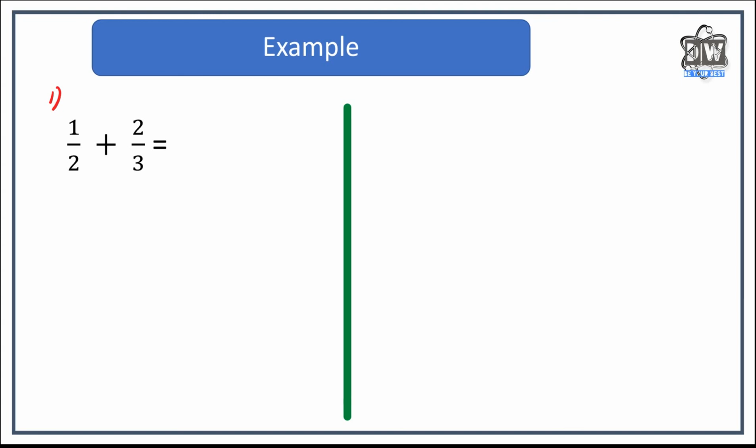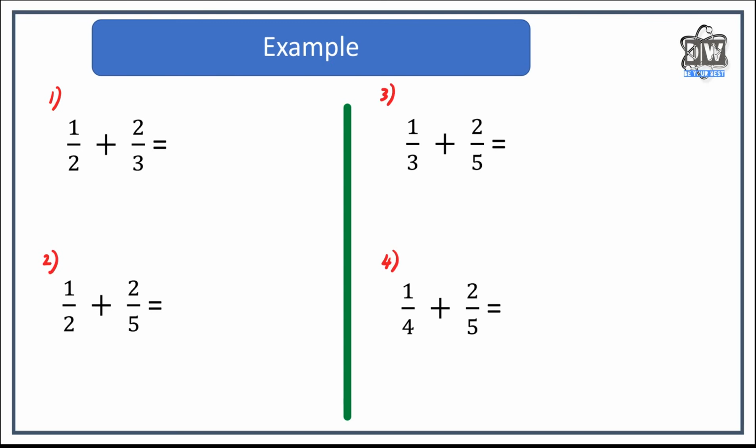We're going to use that information on this one. So let's do that now on the first one. We're going to times this side by 3, and that will get us to 6. Whatever we do to the bottom, we must do to the top. And then we're going to work on the other side as well. So we're going to get that denominator, that bottom number, the same. We're going to times this one by 2. Whatever we do to the bottom, we do to the top.